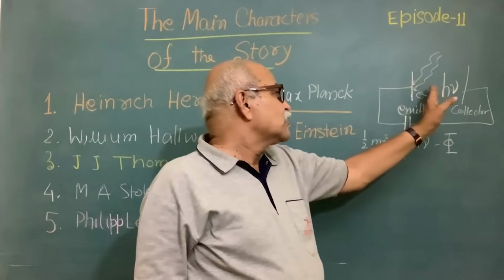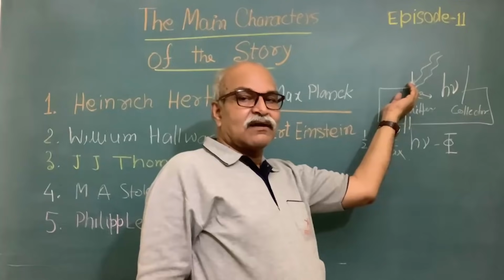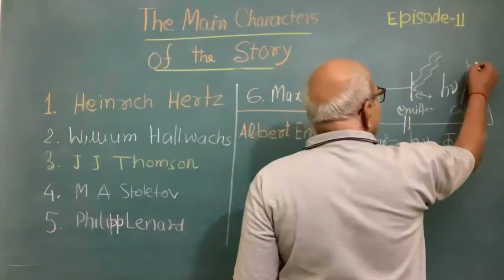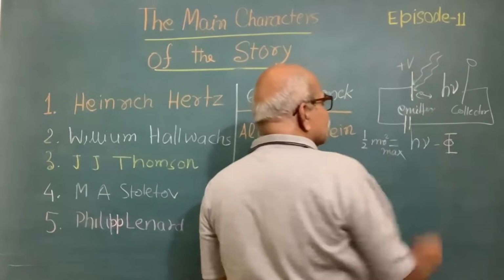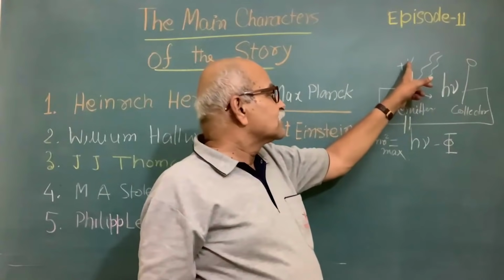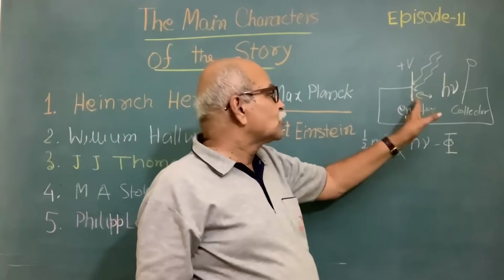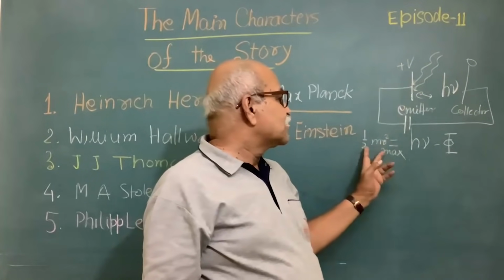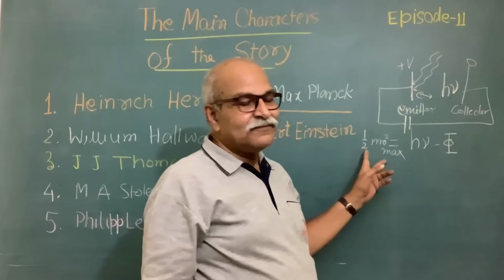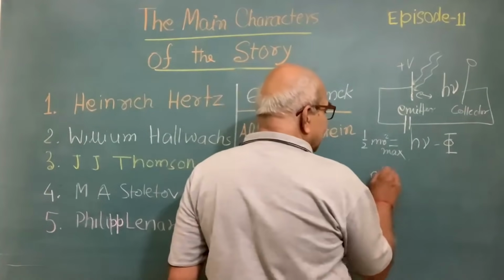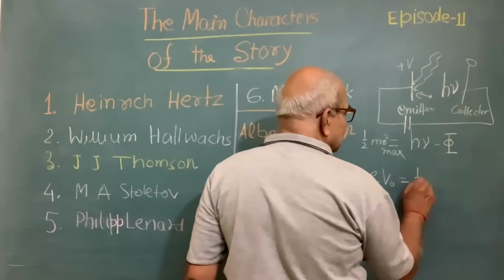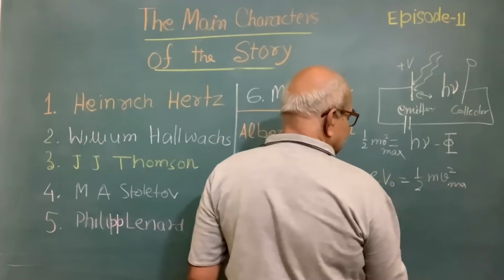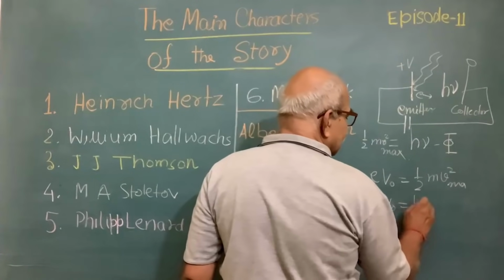So whatever is trying to come out will be retarded. And the minimum voltage, if this is at 0 volt and this is at plus V volt, then the minimum value of this needed to stop all these electrons is the same as what stops the maximum kinetic energy electron. Therefore you have that e times V naught equals half m v square max, and therefore e times V naught is h nu minus phi.